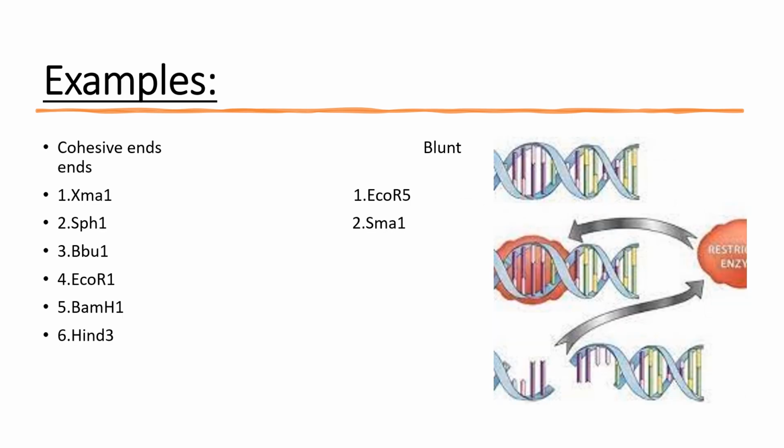Here are some examples of cohesive and blunt end restriction enzymes. The examples of cohesive end restriction enzymes are XmaI, SphI, BbuI, EcoRI, BamHI, HindIII. The examples of blunt end restriction enzymes are EcoRV and SmaI.